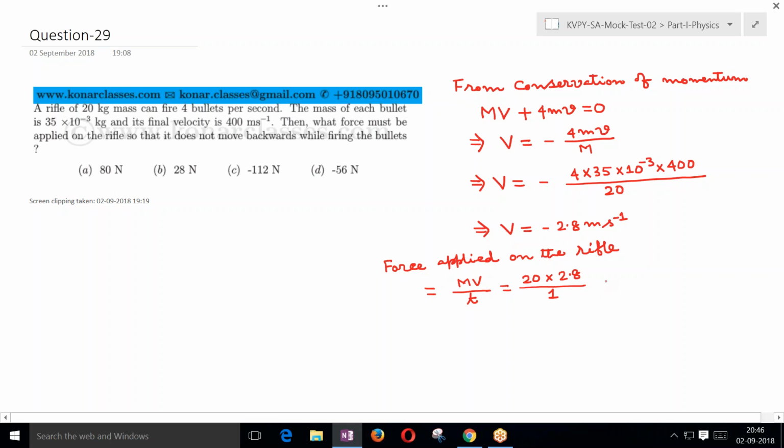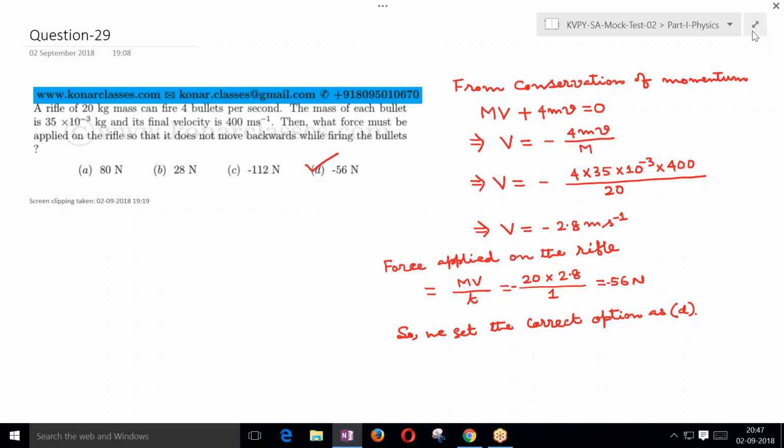That is equal to, if you compute this, minus, and if you consider minus also, there's no problem, so you get minus 56 Newton. So we get the correct option as D.